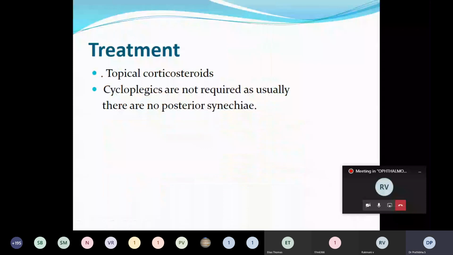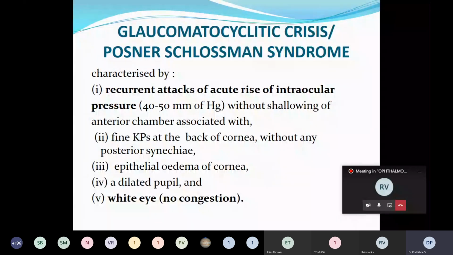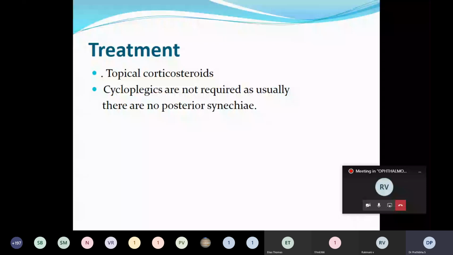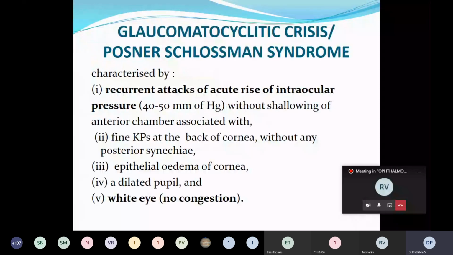So how do we treat them? By giving a topical steroid if inflammation is there, and there is no need to give a cycloplegic as there is no formation of posterior synechiae. That's what I told you. But if there is a cataract, you need to take care that inflammation will be more post-operatively, but you need to treat the cataract. Treat the cataract in the sense that you have to extract the lens and then place a posterior chamber intraocular lens.